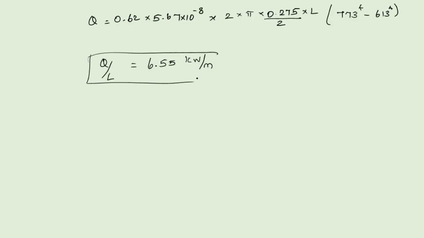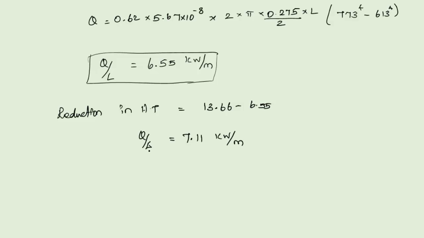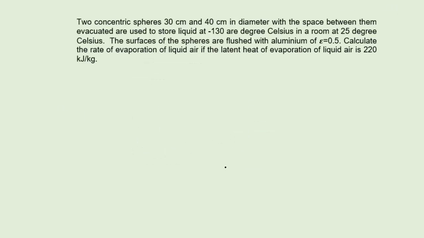For case 2, in the problem you are asked to find the reduction value of the heat transfer due to the addition of this screen. So the reduction in heat transfer is equal to 13.66 minus 6.55, which is equal to 7.11 kilowatt per meter. So this will be the final answer. Now go to the next problem.